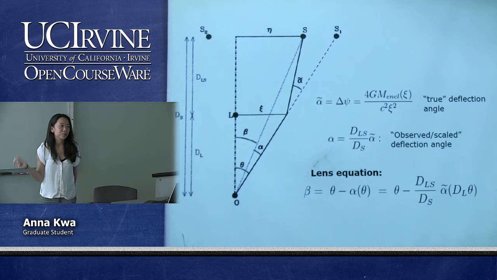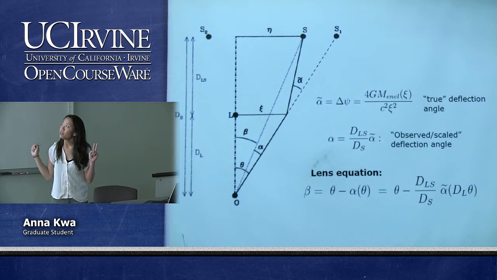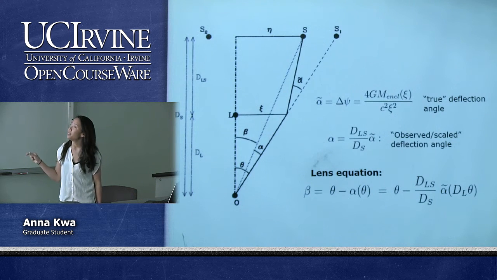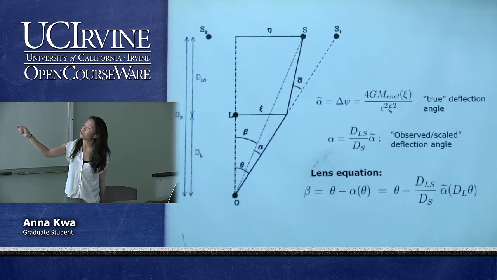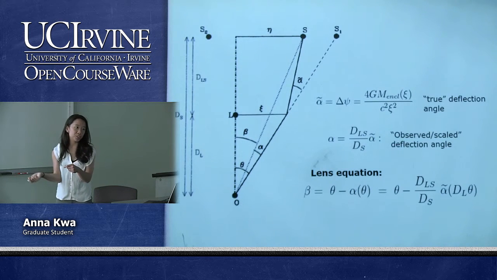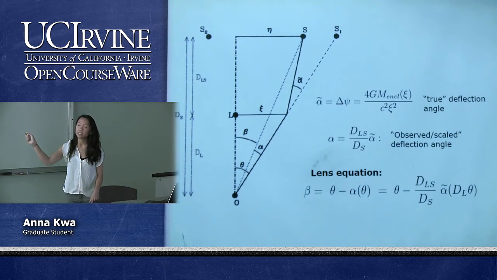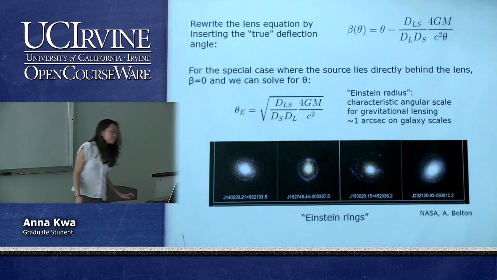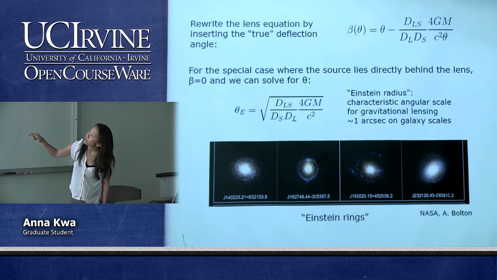So this is just basic geometry, more math that an undergraduate can do. So just labels: alpha tilde is the quote unquote true deflection angle from the first slide that I showed. Alpha is the observed or scaled deflection angle. That is the angle between the actual source position and where you observe this image S1. And the lens equation relates the position of your source in relation to the lens to the deflection that you observe. So beta equals theta minus alpha is just from this diagram, and then also alpha is equal to the distance between the lens and the source over the distance of the source times alpha tilde. And that's just from the small angle approximation. So insert that into the lens equation. So now we have this.